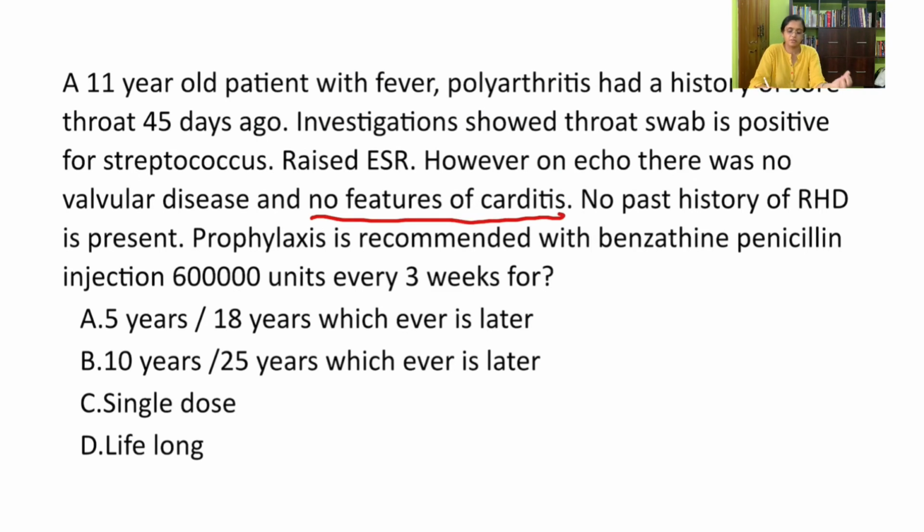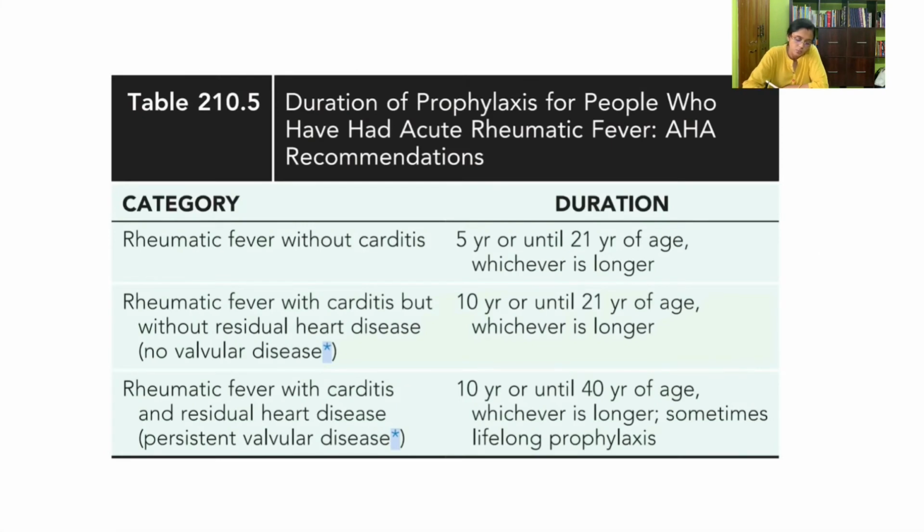Prophylaxis is recommended with benzathine penicillin injection 6 lakh units every 3 weeks for how long? So it's very easy if you have to remember just one chart, and the chart is also very simple. When there is no cardiac involvement in rheumatic fever, then also you have to give prophylaxis, but it would be only for 5 years or until 21 years, whichever is longer. So you can remember it, 5 years.